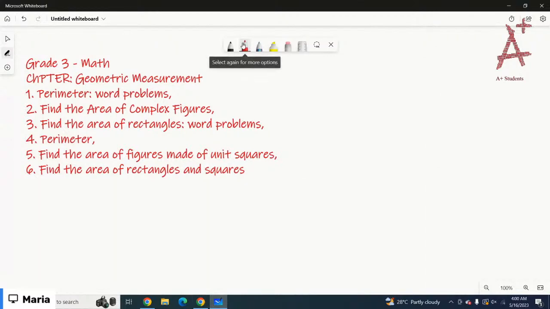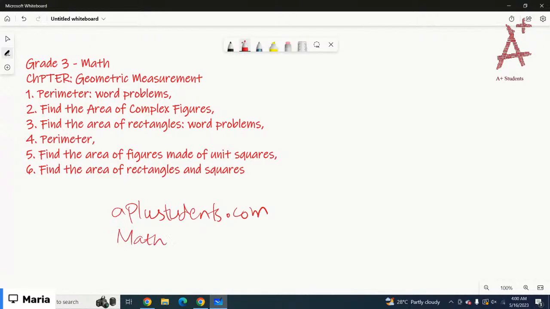You can find all the lessons on aplusstudents.com. You have to log in there using your email address and password as provided by the administrator. Then you have to select math from the subject tab, scroll down to grade 3 maths and then click on view all lessons.